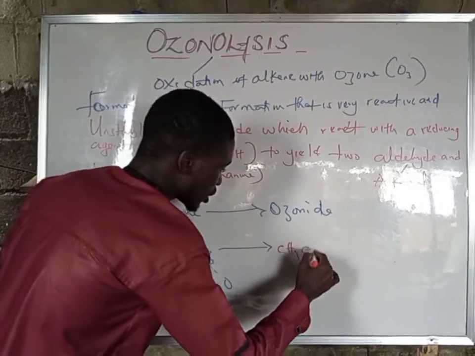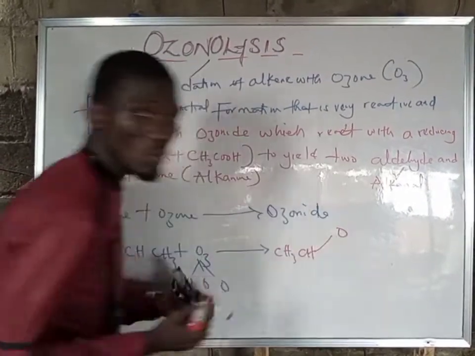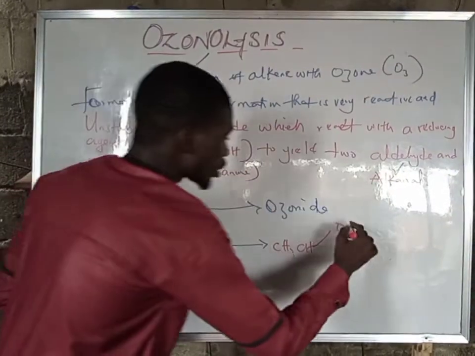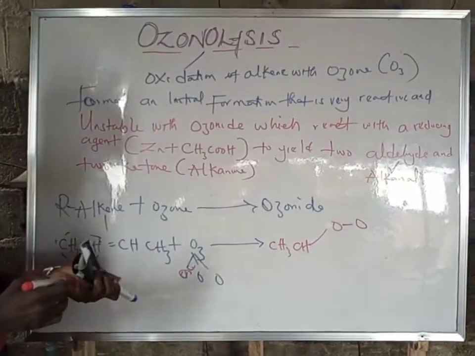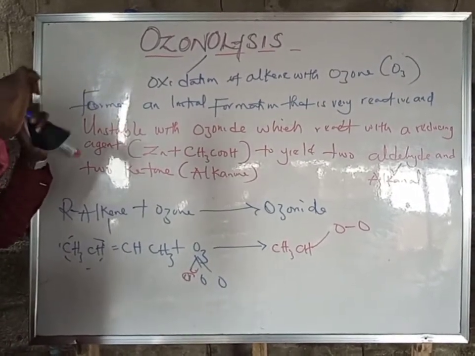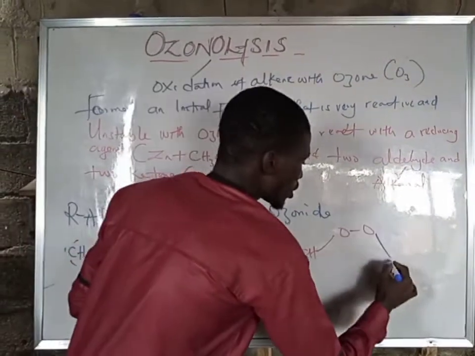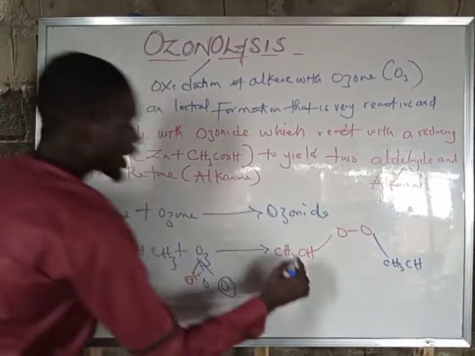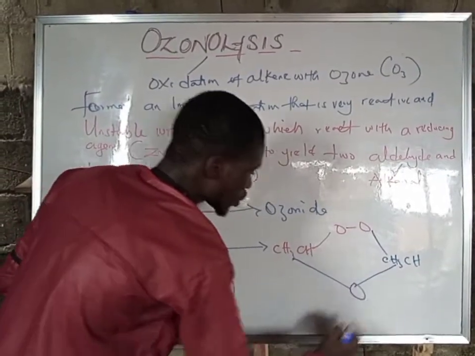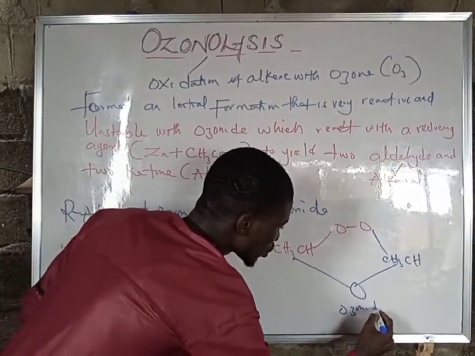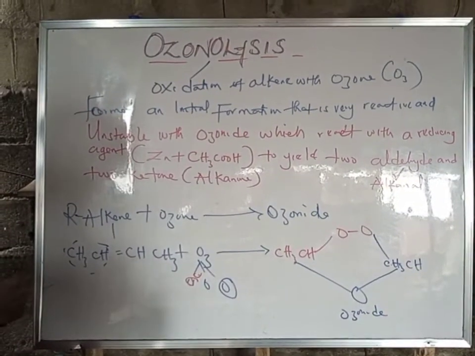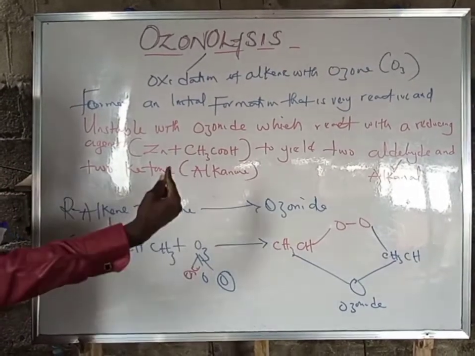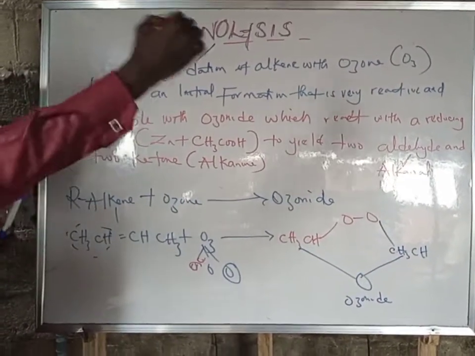So now we have CH3, CH, one of the oxygen, which is this. The second one will be here, to break the double bond you have there and turn it to a single bond. So with this now we have another CH3, CH. So we are left with one of the oxygen, so one of these will come here, to have this. So we call this one what? Ozonide.